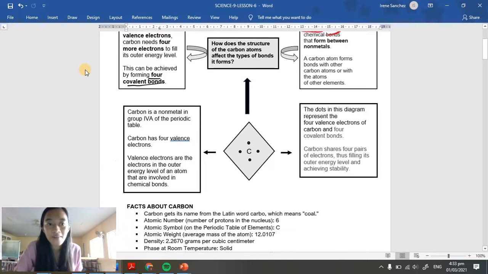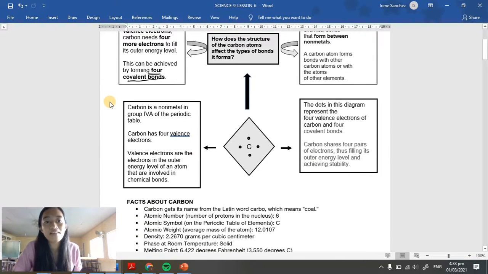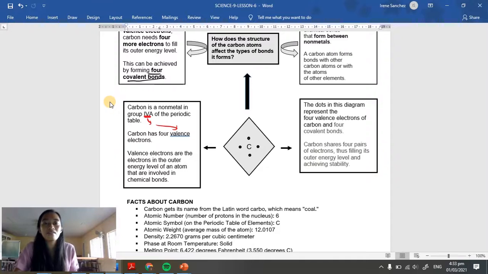Next, carbon is a nonmetal in group 4A of the periodic table. So if you look at the periodic table, there's a label up above it. It's 14 or 4A. It's 4A. And this number here tells you the number of valence electrons, so the number of electrons at the outermost. So valence electrons are the electrons in the outer energy level of an atom that are involved in chemical bonds.